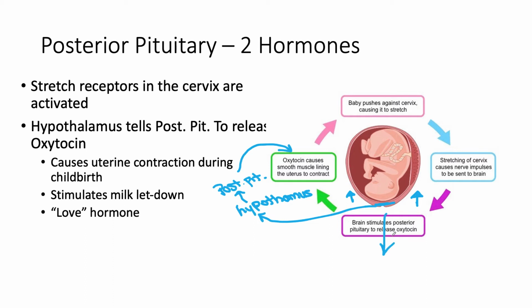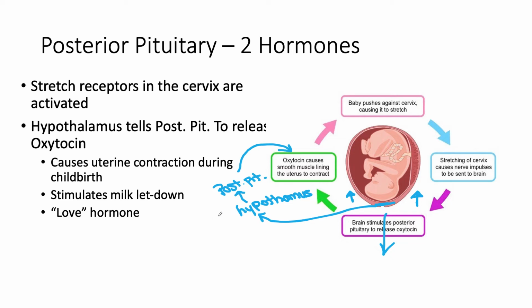The more pushing, the more oxytocin, the more contraction of the uterine muscles, and this continues until eventually the baby is pushed out. Oxytocin is also important in stimulating milk letdown. So when the baby is nursing, even if there is plenty of milk in the mammary glands, it won't be released unless oxytocin opens the milk ducts.